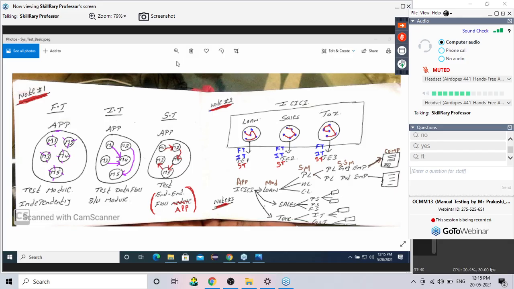Someone is asking what is the difference between modules and components. Pratiksha, login is a what? Module. Username, password, okay, cancel. What are those things?